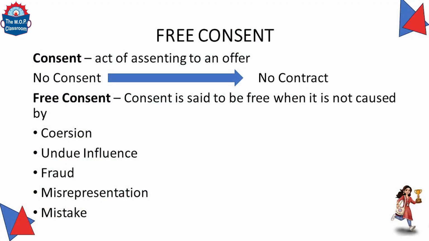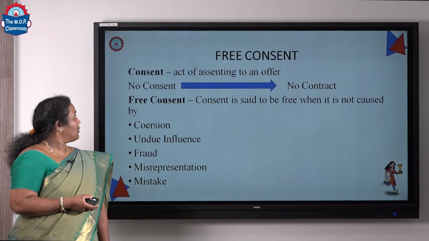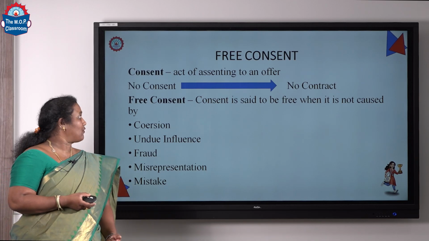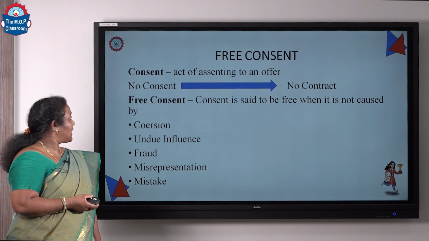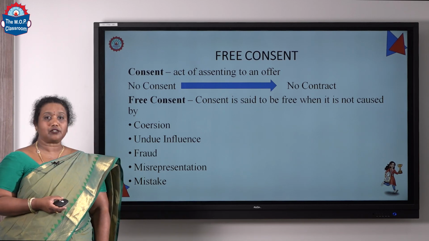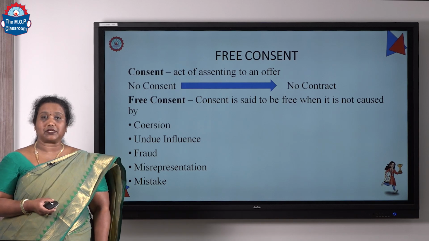Now, let's go to the next essential element of a valid contract, which is free consent. What is consent? Basically, it's an act of assenting to the offer made. So, if there is no free consent, then that is not a valid contract. You need to have free consent, the assent to be given freely without any flaw in free consent. So, let's see what all the flaws in free consent are. Number 1, coercion, undue influence, fraud, misrepresentation and mistake.